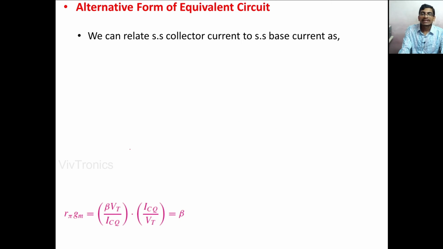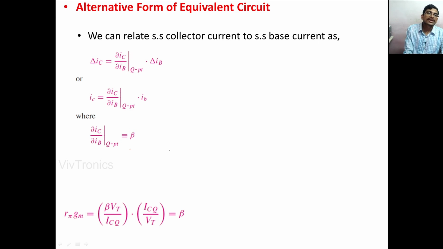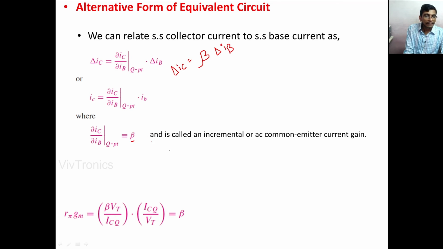Next, we are going to get the alternative form of the equivalent circuit. We know that IC is equal to dou IC by dou IB at Q point into delta IB. Here IC by IB is nothing but output current to input current, that is the current gain beta of the transistor. Therefore, the change in IC is equal to beta into the change in the base current IB. Here dou IC by dou IB is called beta, where beta is called the incremental or AC common emitter current gain. Therefore, we can write the IC current is equal to beta times the IB current.